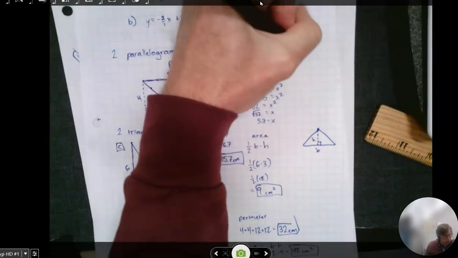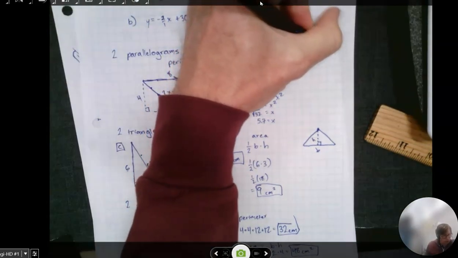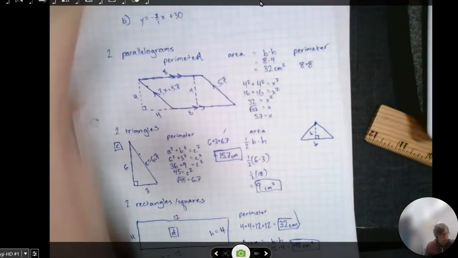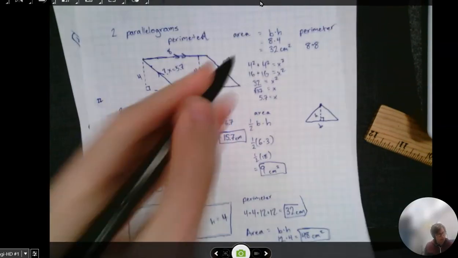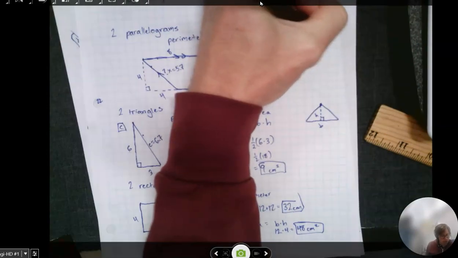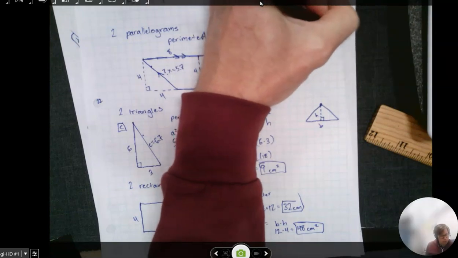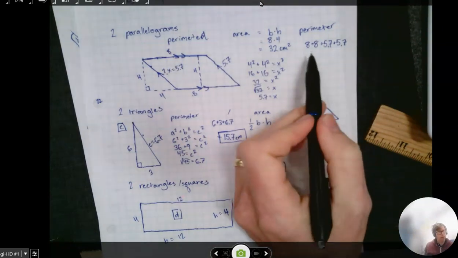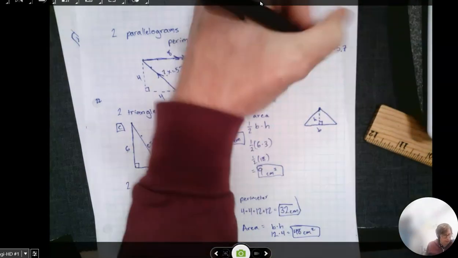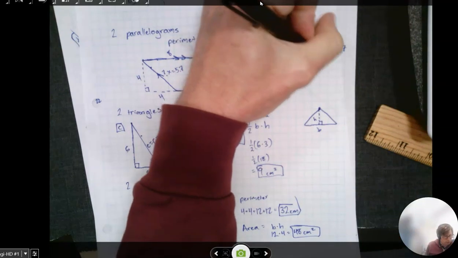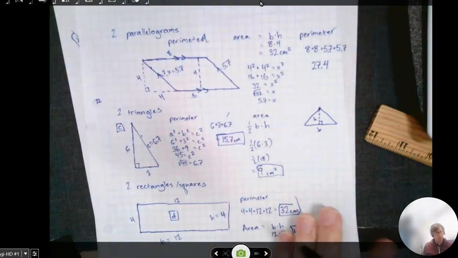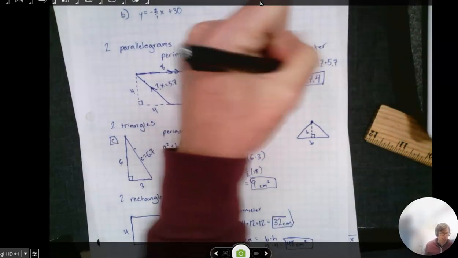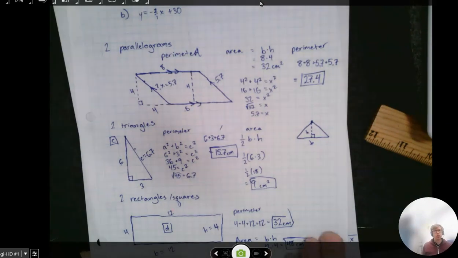Excellent. So for perimeter, I would do 8 plus 8, that's my bases here, plus 5.7 plus 5.7. All right, I'm getting 11.4 plus 16. I'm getting 27.4, I believe. I'm doing that in my head. I might double check on a calculator before I actually turn in my work. So there you have it.